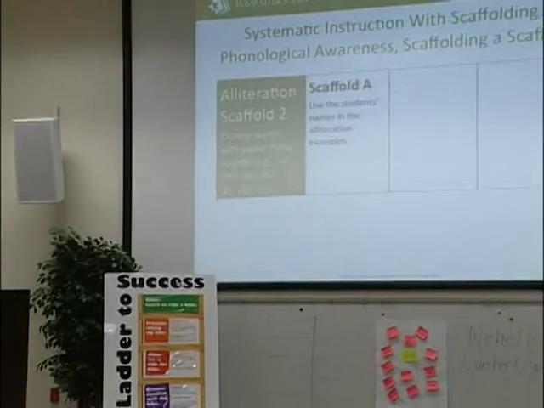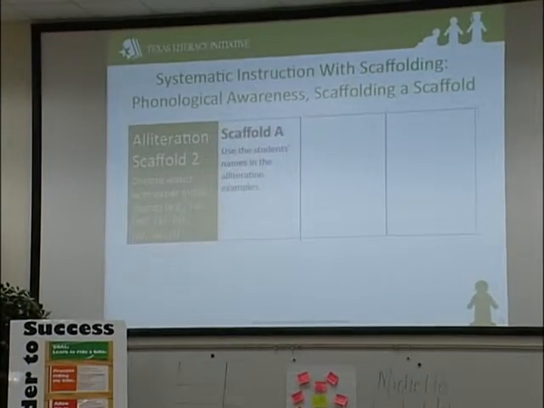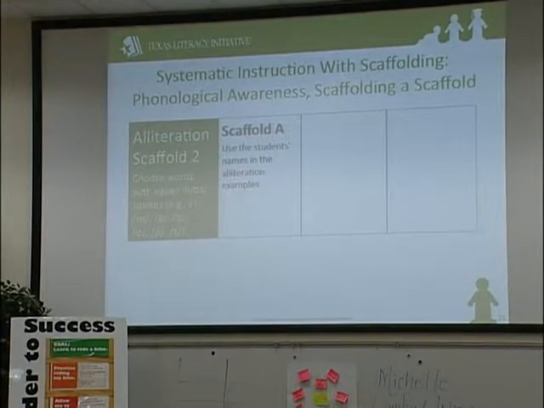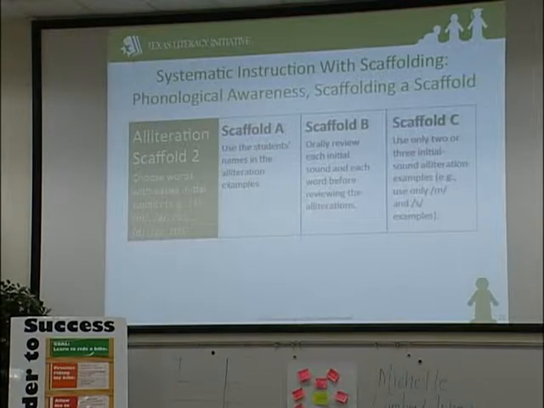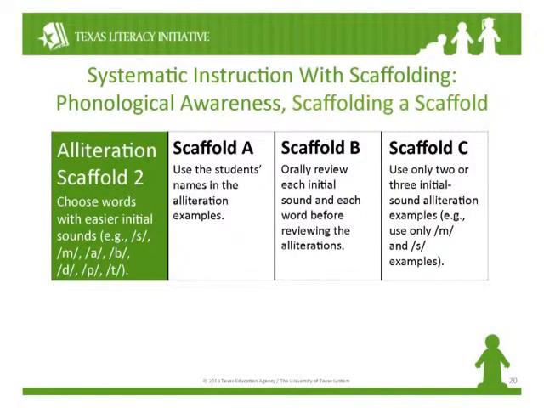So it may look something like this. Maybe I want to just use their names. Maybe I'm just going to orally review the sounds first and the words to make sure that they know the sound and the word before we even get started. Or maybe I'm going to limit it to how many sentences or how many words we actually use in the sentence. Okay?